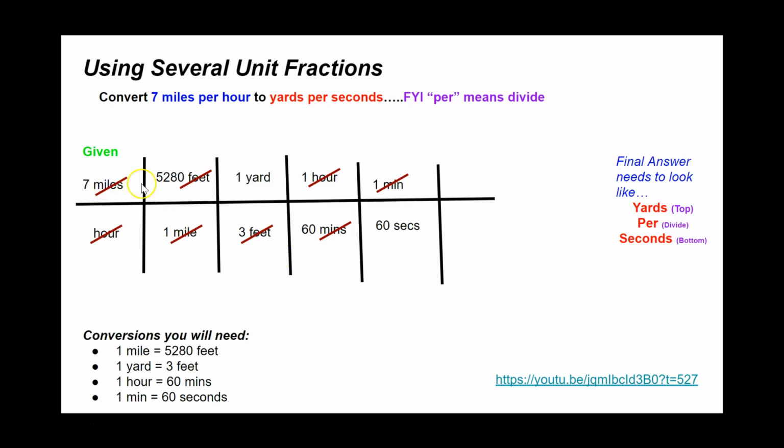So now it's time to take all the ones on top and multiply them together. So 7 times 5,280 times 1 times 1 times 1. Again, we can ignore the ones because anything multiplied by 1 is still whatever it is. We get this number, and then we multiply everything on the bottom. 3 times 60 gives us 10,800. So now we're going to divide these two and get 3.4 yards per second. So that helps us with this particular one as far as multiple steps in this section.